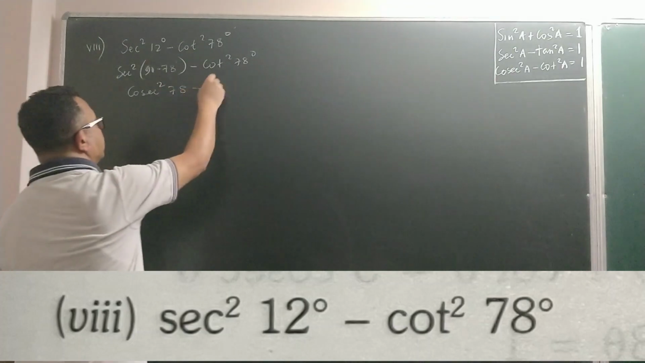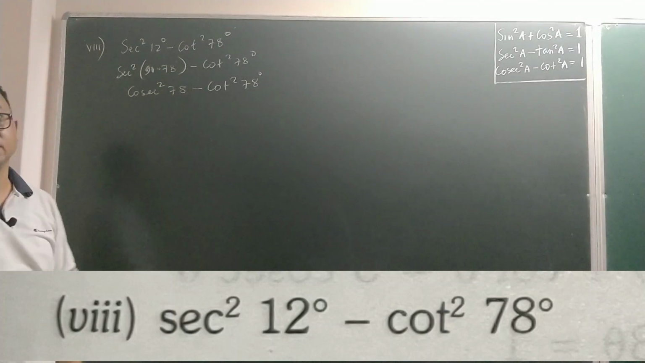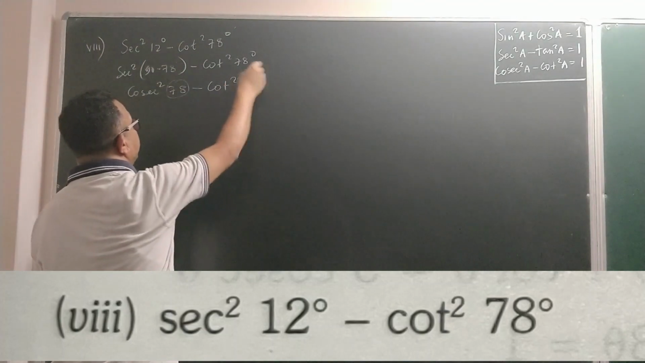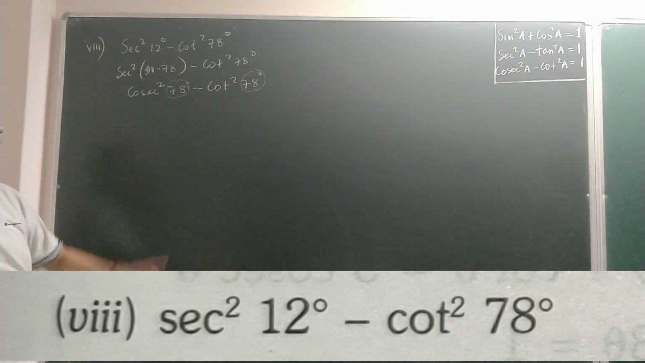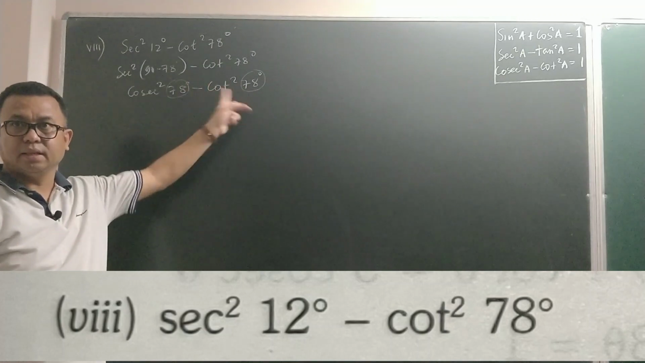Then minus cot square 78. Now you cannot cancel them because one is cosec, the other one is cot. But both the angles are the same. See, 78 degree here, here also 78 degree. Both the angles are 78 degree. And this is cosec square A minus cot square A. Both the angles are same.